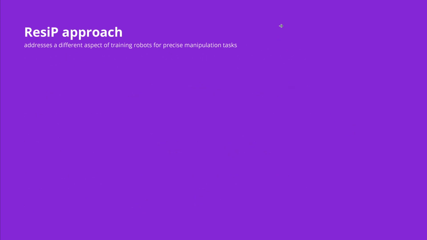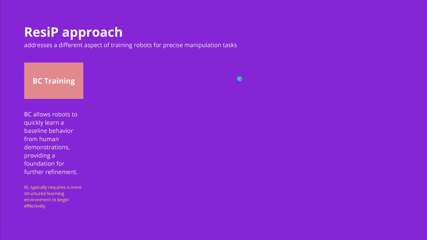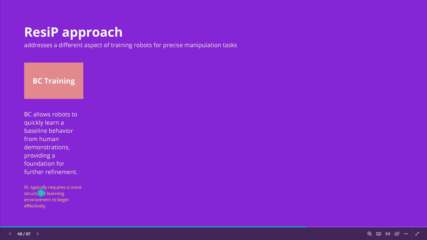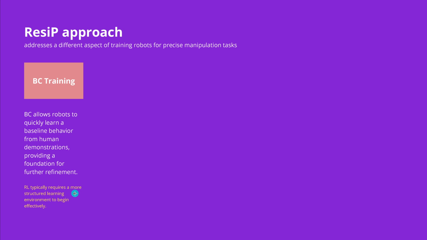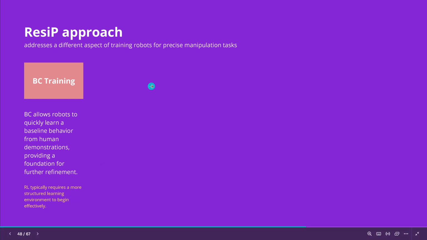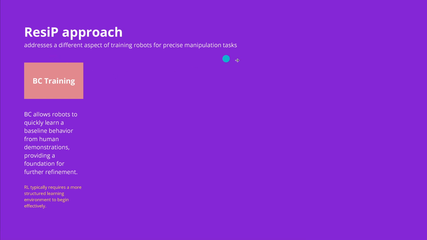Now, I have for myself always tried to structure this approach. What is the most important fact? So this is not the official literature. This is just my simple thinking. So it all starts, if you want to analyze this approach by MIT and Harvard, with a BC training. Here our BC allows the robot to quickly learn a baseline behavior from, let's say, simple human demonstration, providing a foundation for further refinement. Because reinforcement learning typically requires a more structured learning environment to begin effectively. So we can help the system to get into a good starting position.